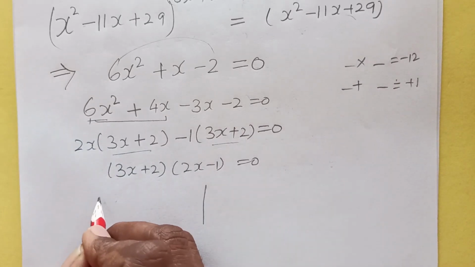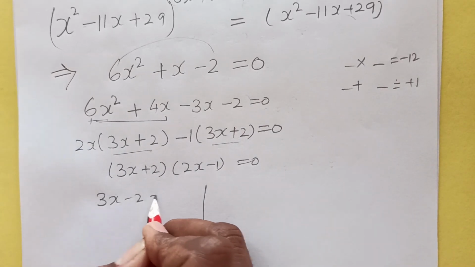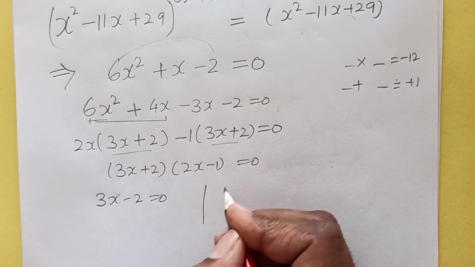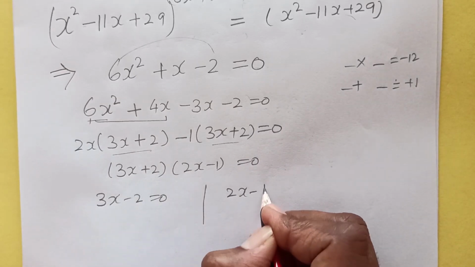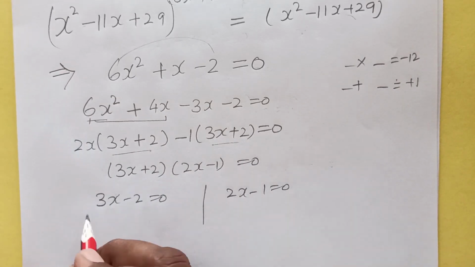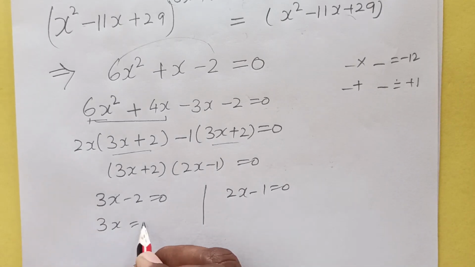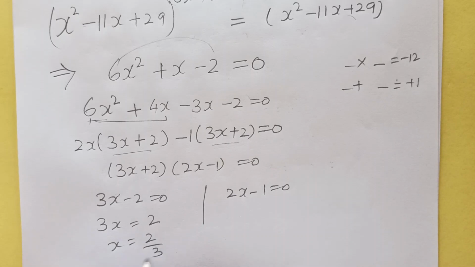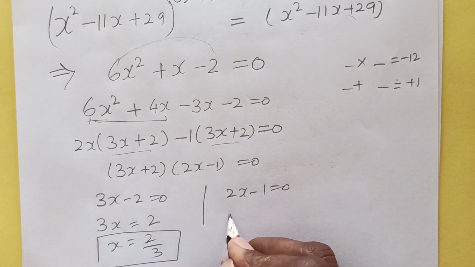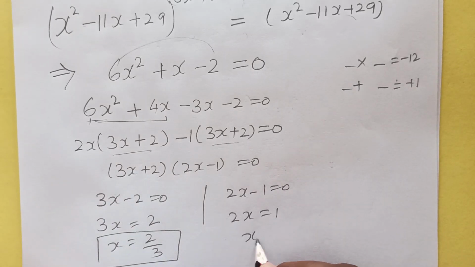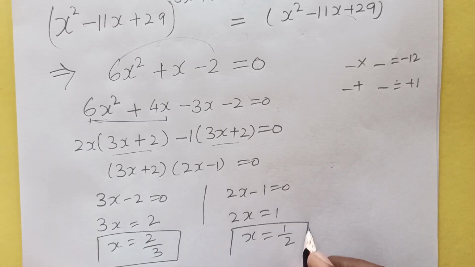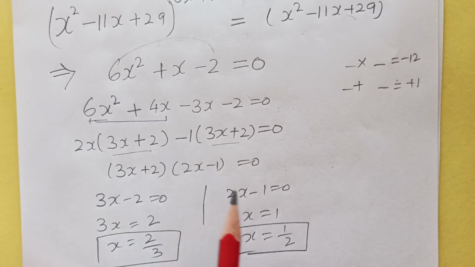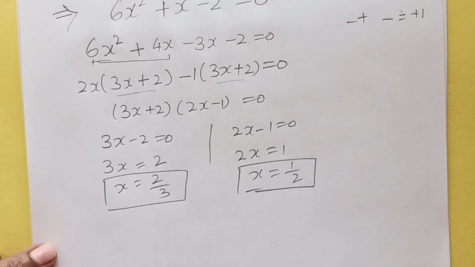So this gives us two expressions, two equations: 3x plus 2 equals 0, and so 3x equals minus 2, x is minus 2 over 3, right? One answer. Another one, x is 1 over 2. So by getting this we got the value of x, these two values, right?